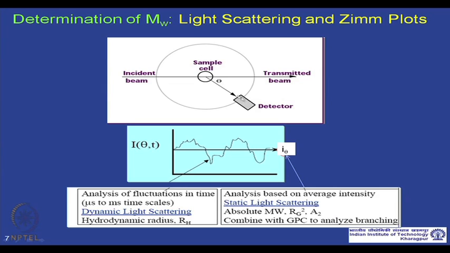So, basically the light scattering techniques can be used in two ways: in static light scattering, where we deal with the time average intensity of the scattered light, and in dynamic light scattering, where we use the fluctuation of the intensity, which gives information about the radius of gyration. Let us first talk about static light scattering, because it gives a lot of information for polymer solutions.